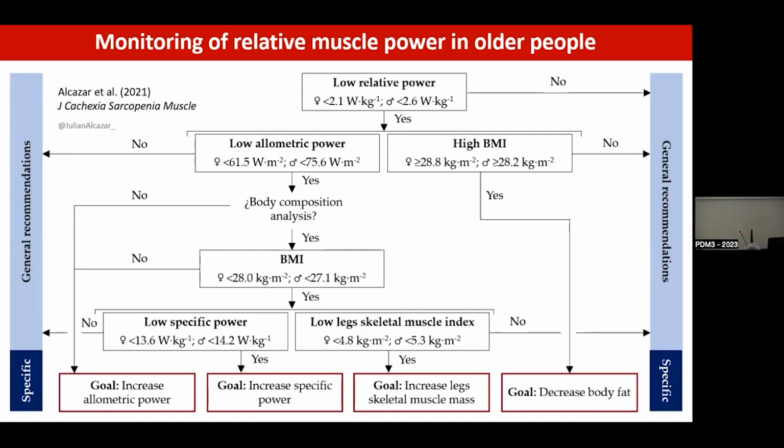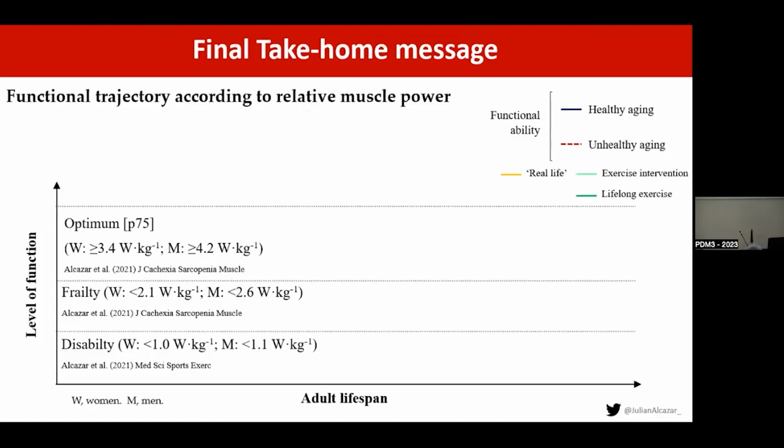And we also developed an operational algorithm and cutoff points obtained from more than 10,000 Europeans, right? To detect low relative muscle power in older people, but also, playing with this algorithm, you can see what is the component that is causing that low relative muscle power, and at the end, you can get what should be the goal that you should go for in each case, right?